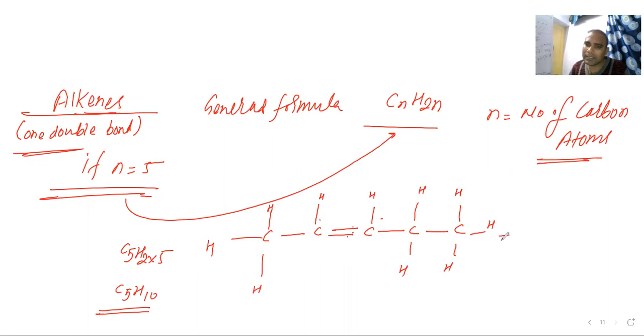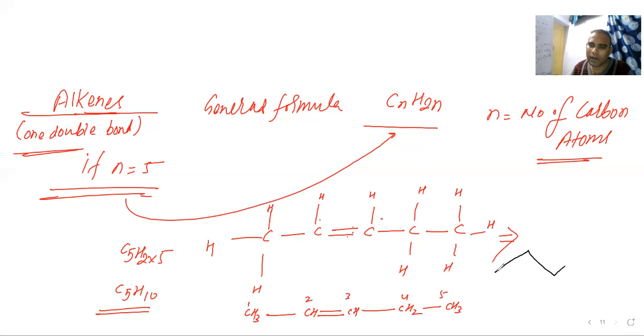Now if you are representing this directly, you can mention the bond line also. Here is CH3, then CH, here is the double bond, CH2, and CH3. CH2, CH3. This is 1, 2, 3, 4, 5. Now you see, if you want to write the bond line, how can you do it? There will be 5 corners. So here is 1, 2, 3, 4, 5.